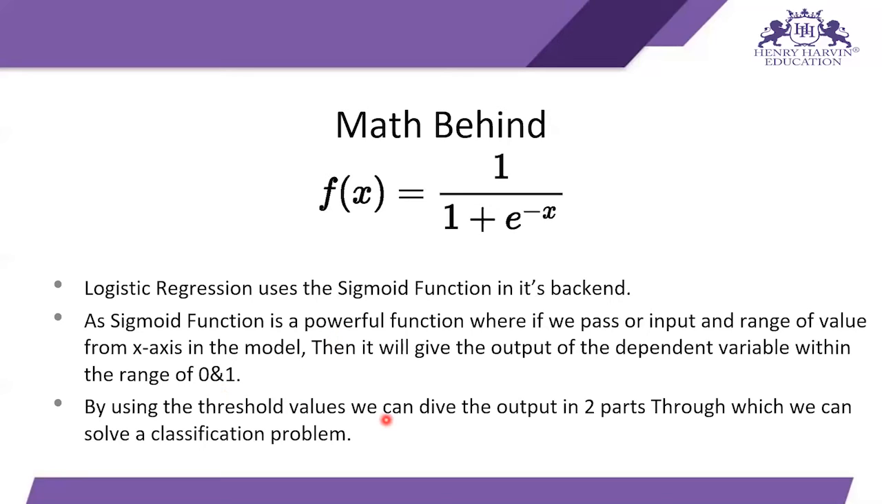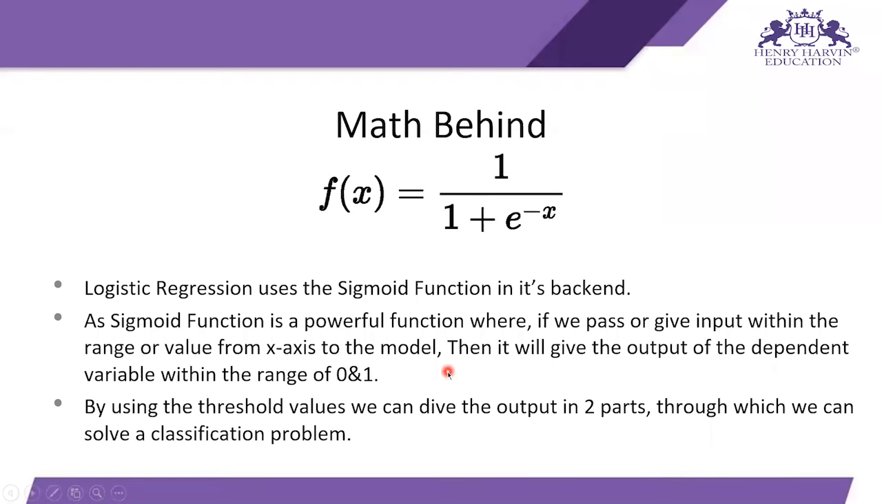By using a threshold value, we can divide the output into two parts, through which we can solve the classification problem. We can pass any value from the x-axis and get a value in the range of 0 and 1, and we can divide that range using a threshold value. By default we use the threshold value 0.5, and we divide the range of 0 to 1 into two parts, 0 to 0.5 and 0.5 to 1. When we divide it into two parts, we can use it to solve the binary classification problem.